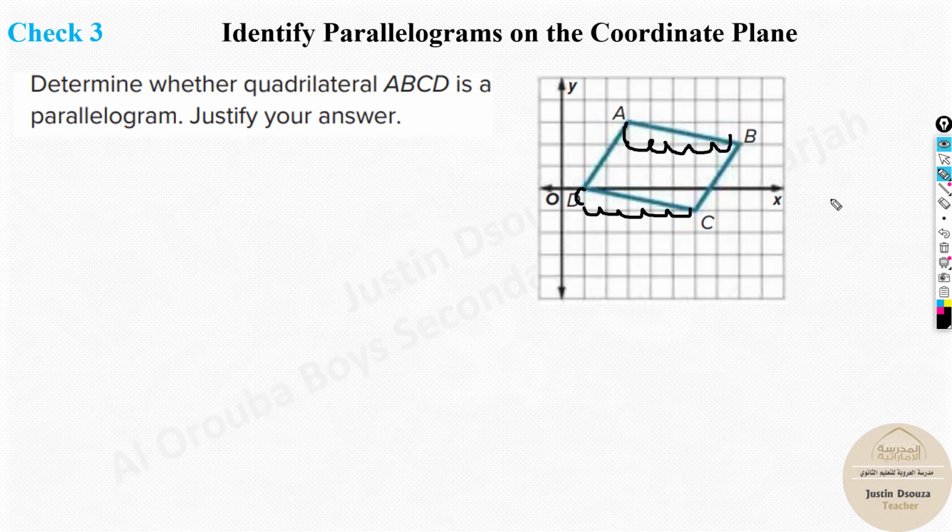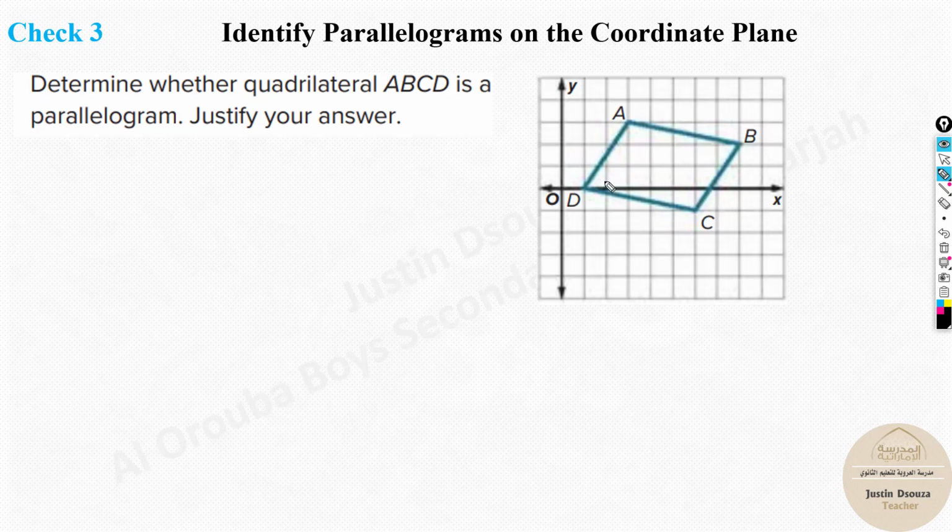This is fine. These two lines. What about the other two lines? 1, 2, 1, 2, 3. How about here? 1, 2, 1, 2, 3. Yes, I can definitely say this is a parallelogram because the slopes are equal, they are both parallel.